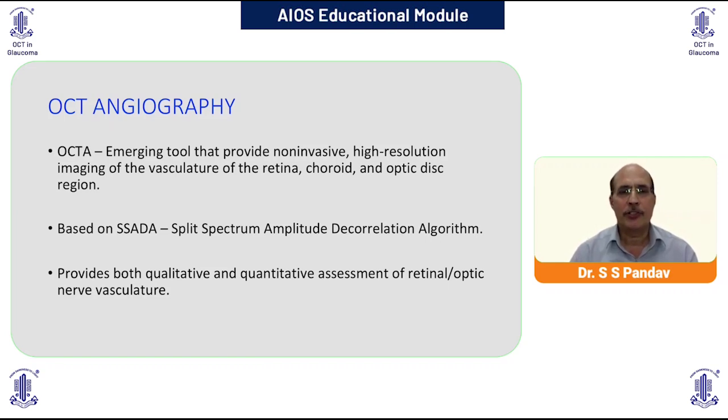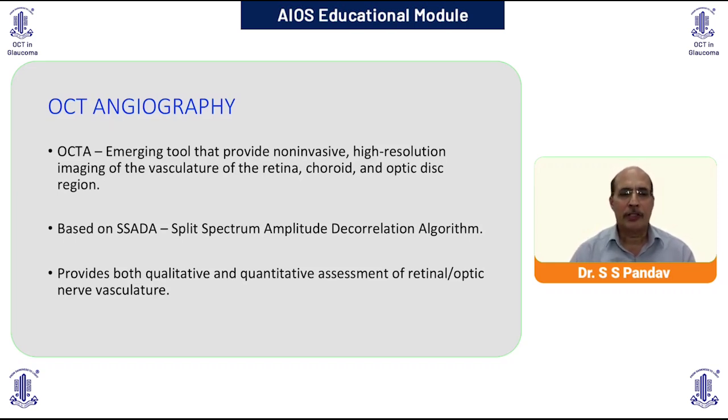OCTA is an emerging tool that provides non-invasive, high-resolution, high-quality images of the vasculature of the retina, choroid, and the optic disc region. Now, this area has been very difficult to image. The blood supply of the eye is very difficult to image. We don't have a very reliable way of knowing the exact blood supply, but I think OCTA has given us some opportunity to study this aspect of the retina, choroid, and optic disc region, and has contributed significantly to our understanding about the different pathologies there.